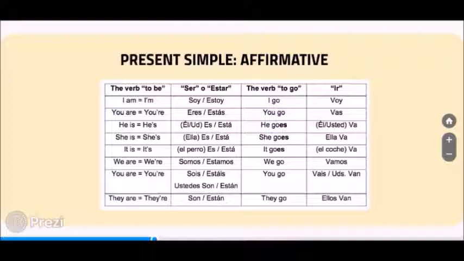Present simple affirmative. The verb to be. I am, I'm. You are, you're. He is, he's. She is, she's. It is, it's. We are, we're. You are, you're. They are, they're. The verb to go. I go, you go, he goes, she goes, it goes, we go, you go, they go.